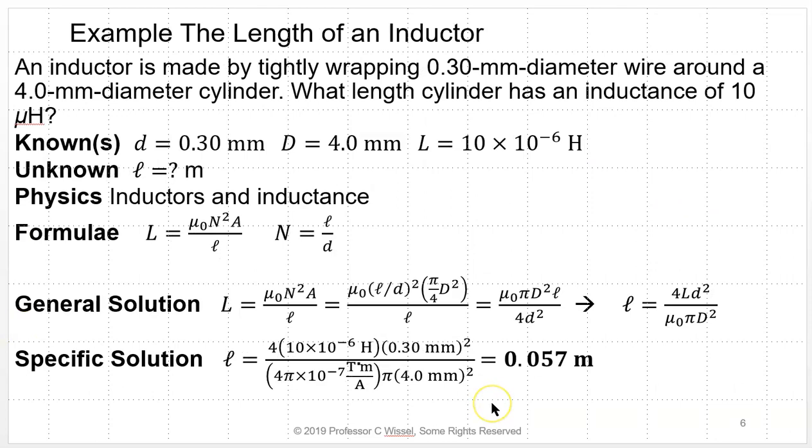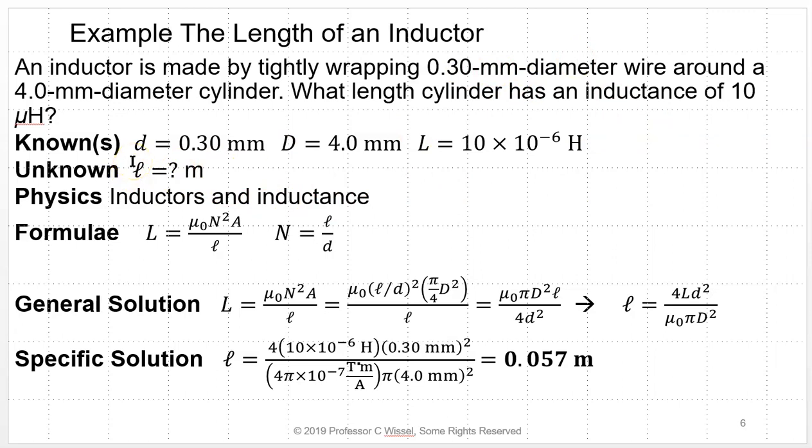Okay, so here's an example. We're going to calculate the length of an inductor. An inductor is made by very tightly wrapping a 0.3 millimeter diameter wire around a 4 millimeter diameter cylinder. What length cylinder has an inductance of 10 microhenries? Now, you want to be careful with stuff like this. This is the diameter of the wire itself.